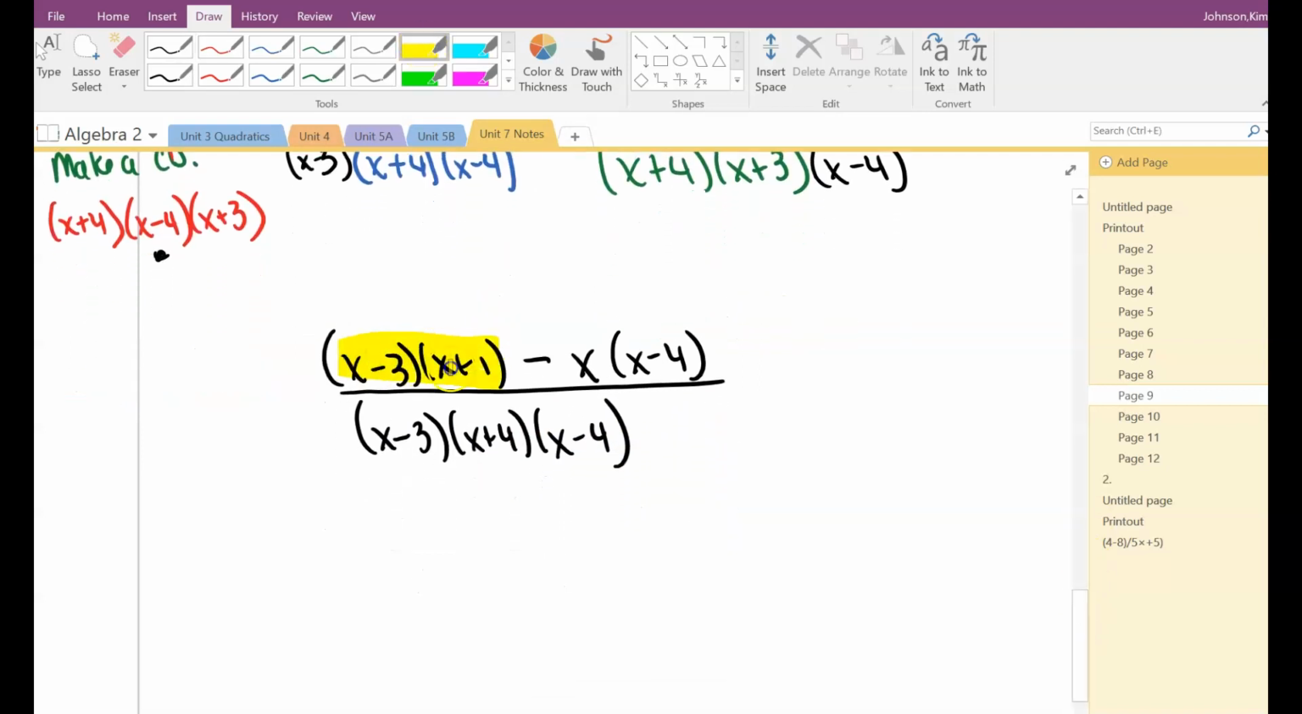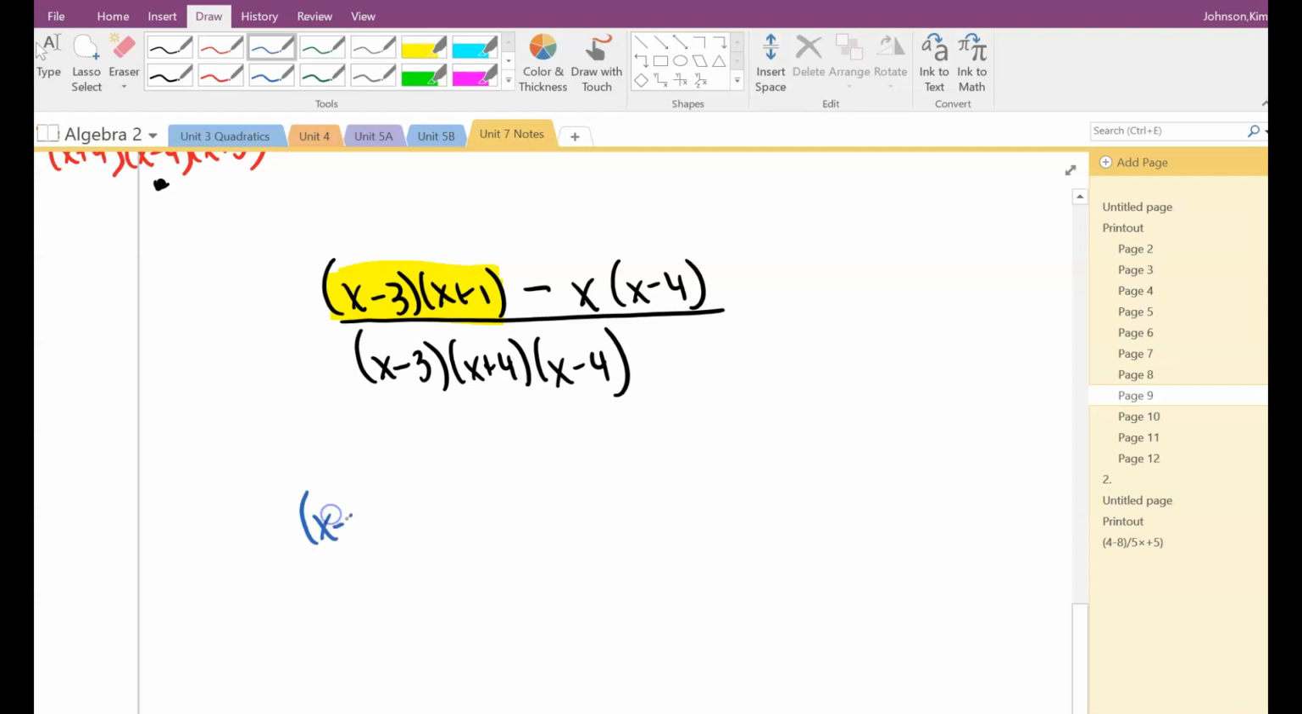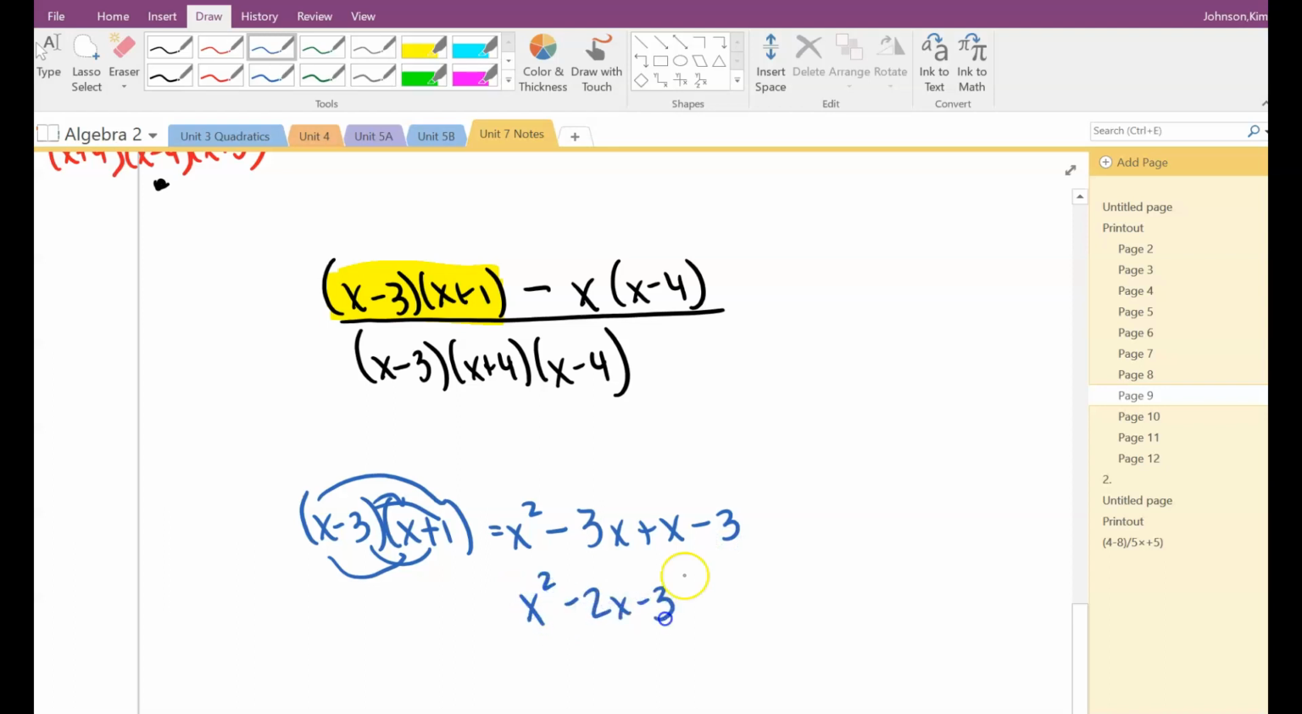Okay, and again, I need to do a little side work because this is a binomial times a binomial, and I can't just distribute that super easily. So on the side here, I'm going to multiply out the x minus 3 times x plus 1. That gives me x squared minus 3x plus x minus 3. So I get x squared minus 2x minus 3. Distributing that negative x here makes negative x squared plus 4x.